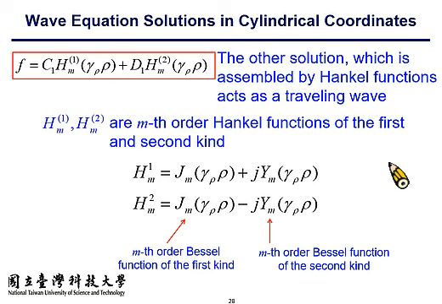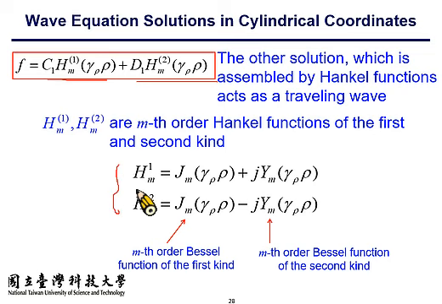Now let's see, can we have a traveling wave representation in the cylindrical coordinate system for wave equations? Yes, we do. The general solution for traveling waves in the cylindrical coordinate system comprises the so-called Hankel function. So here is the Hankel function of the first kind and the Hankel function of the second kind. In fact, Hankel functions are summations of Bessel functions. So this is the definition.